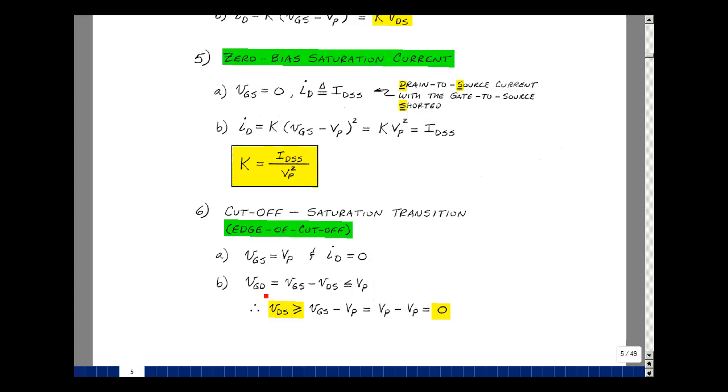The equation for the gate to drain is the gate source minus the drain source. Again, to be in cutoff or saturation, we're less than or equal to pinch off. So now we can solve for the drain source voltage. That's going to be greater than or equal to the gate source minus the pinch off, but the gate source equals the pinch off, so we're going to get 0. This is really just a line along the x-axis. All of that line is the edge of cutoff.